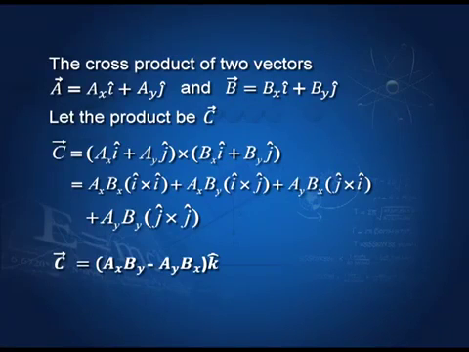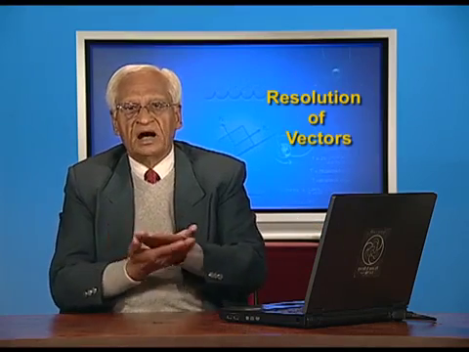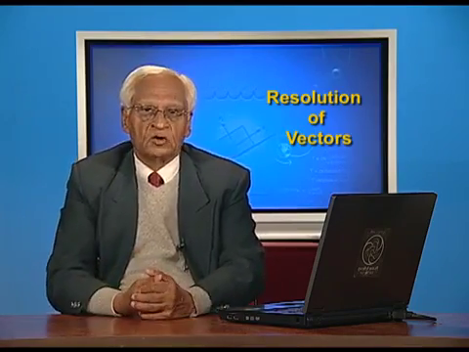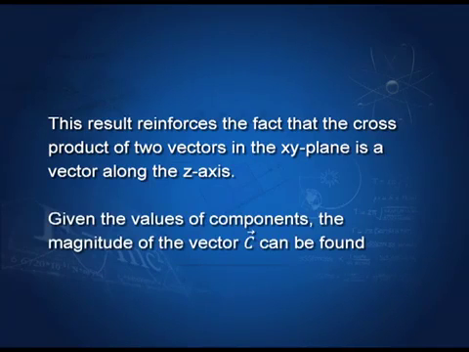The cross product of two vectors, A, which is equal to A x i cap plus A y j cap, and B vector, which is equal to B x times i cap plus B y times j cap, is C. If you use the rule of products between the unit vectors, you must get it along the k direction, because A and B are in the xy plane. Therefore, their product has to be in the direction of z, and given the value of the components, you can find the magnitude of C.